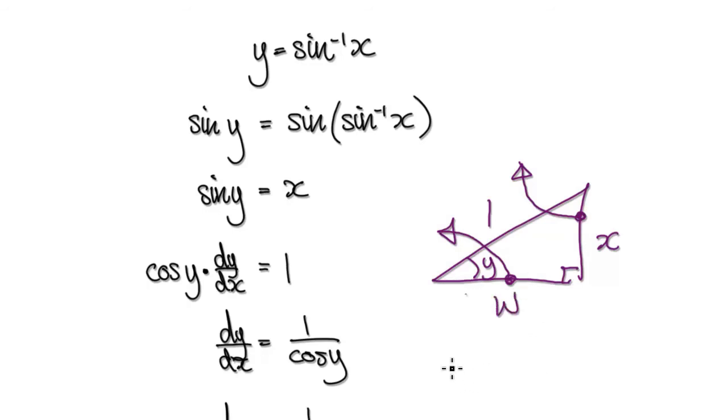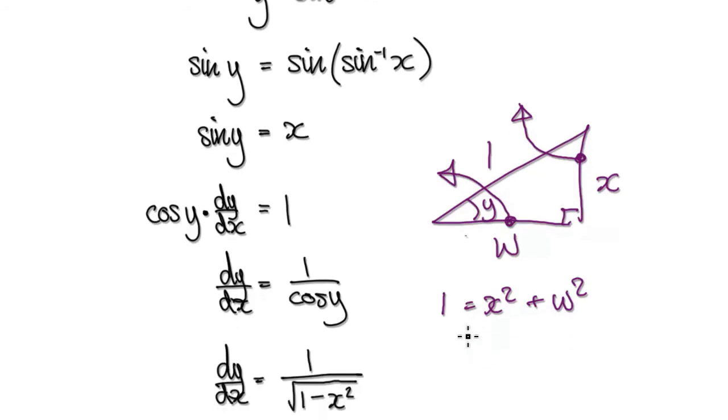We know from Pythagoras, 1 squared equals x squared plus w squared. We're trying to work out w, this length. Now this thing here is 1. So now take away x squared from both sides. That will then give us this, and then square root both sides. That will then give us this. So this length w is actually square root of 1 minus x squared.